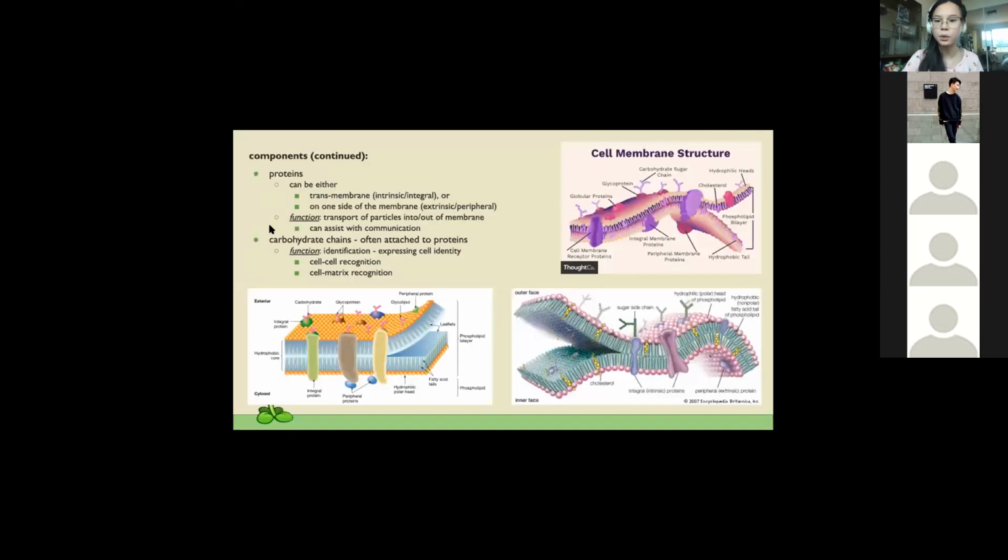There are proteins, which allow some things to go through the membrane if they can't diffuse through naturally. And there are carbohydrate chains that help the cell to express its identity, which is important in cases such as the immune system, for example.